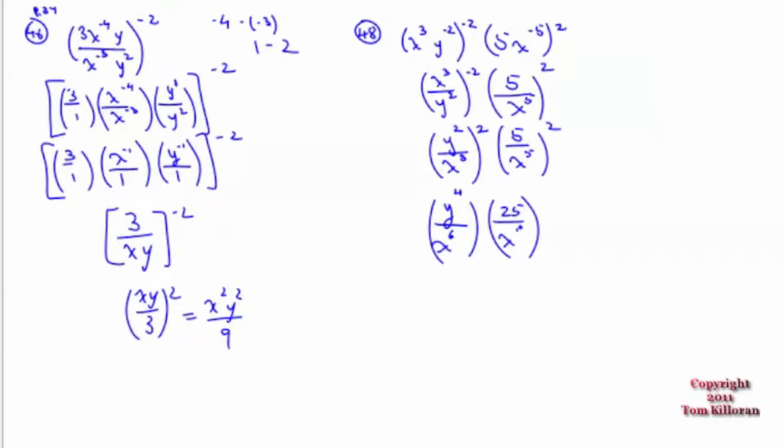Now I have the product of two fractions. How do I deal with the product of two fractions? Straight across. So y to the 4th times 25, better known as 25y to the 4th, over x to the 6th times x to the 10th. x to the 16th, because you add the exponents. And there's your final answer.